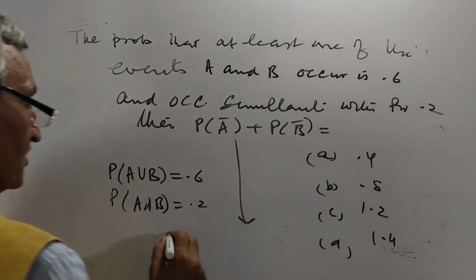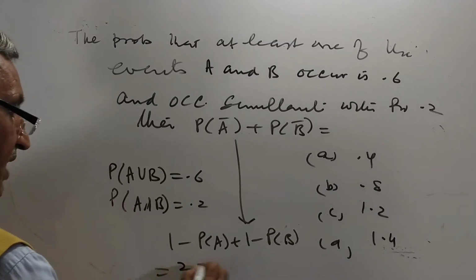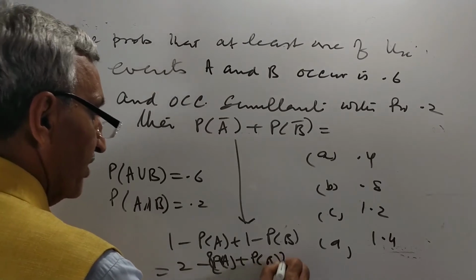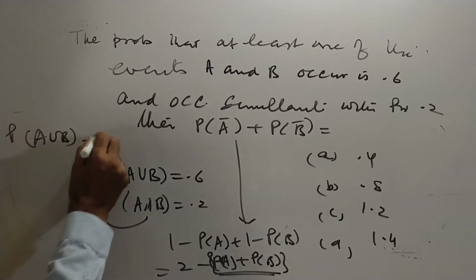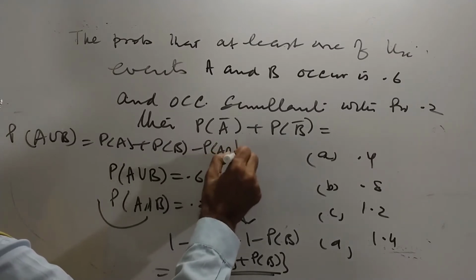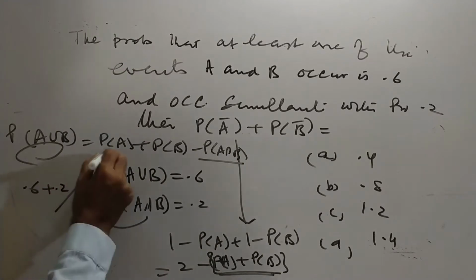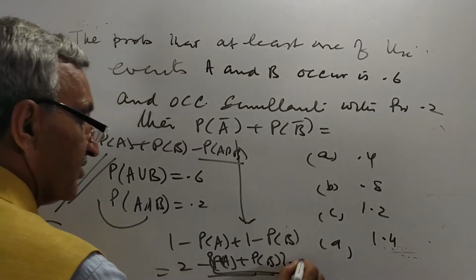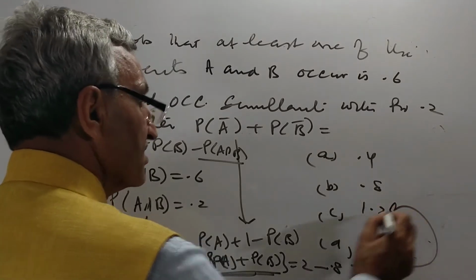What is this probability? It is equal to 1 minus probability of A plus 1 minus probability of B, which is 2 minus probability of A plus probability of B. I need to find this value. Here probability of A union B is equal to probability of A plus probability of B minus probability of A intersection B. This is equal to 0.6 plus 0.2, so the sum is 0.8. 2 minus 0.8 is equal to 1.2.